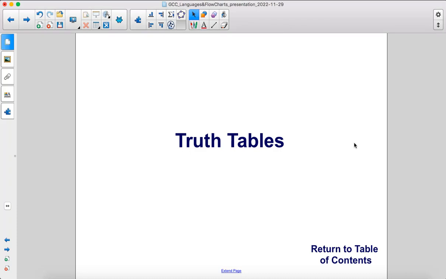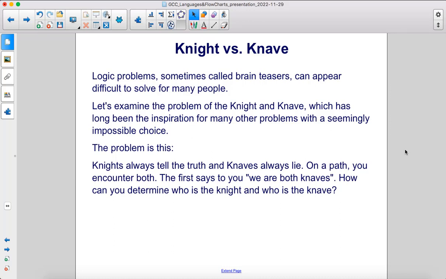Truth tables. Logic problems, sometimes called brain teasers, can appear difficult to solve for many people.